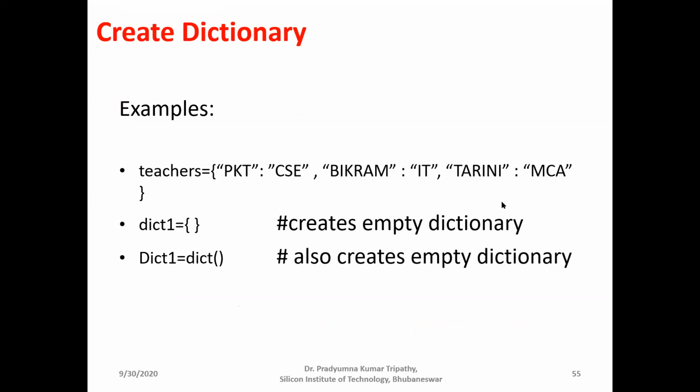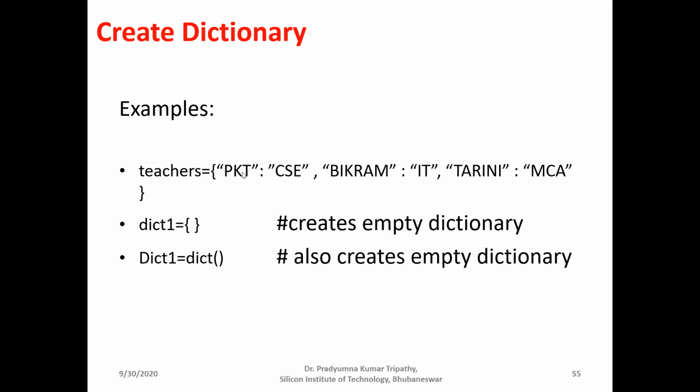Just take an example over here. I'm creating a dictionary. How many elements are over here? 1, 2, 3. So there are 3 elements in this dictionary. Each element must have key and value. The first one is a key, the second one is a value. The key is PKT and the value is CSE. Key is Bikram and value is IT. Key is Tarini and the value is MCA.